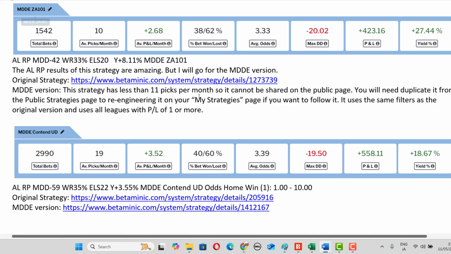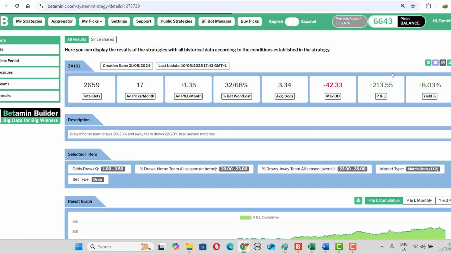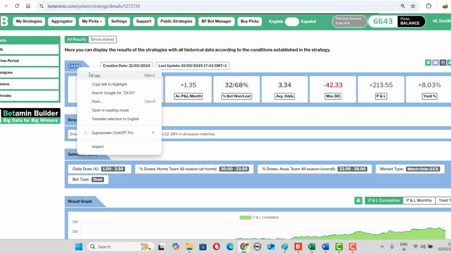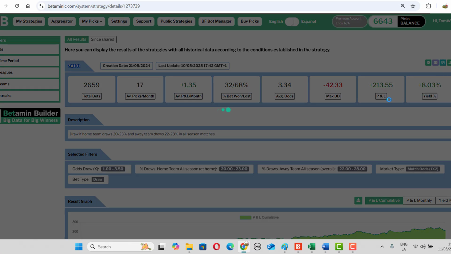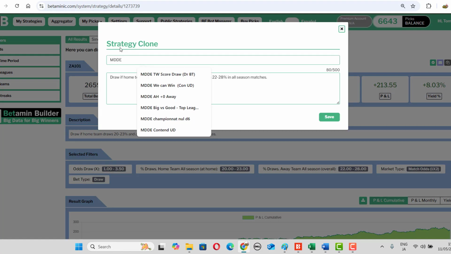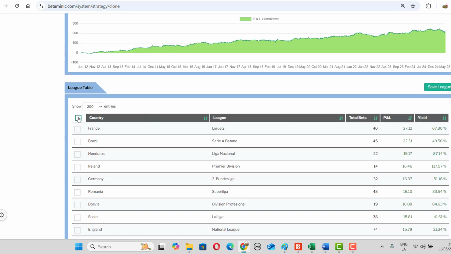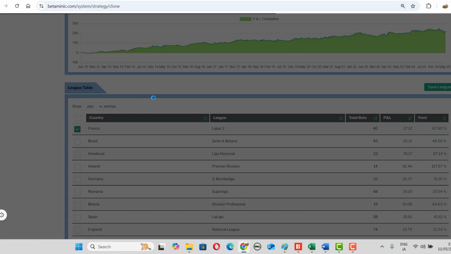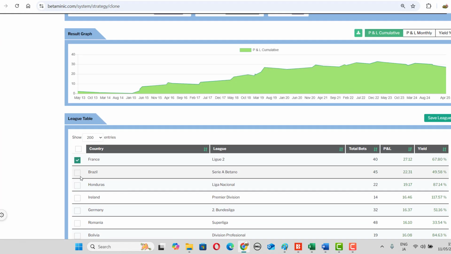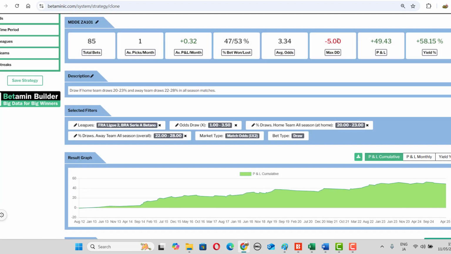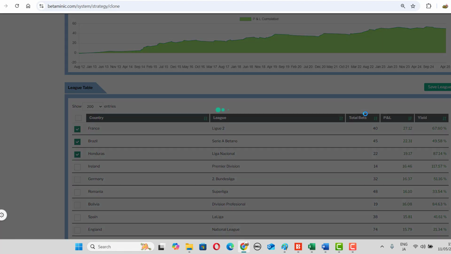So how do you make it yourself? As I showed you before, you just take the original strategy. You go to the original strategy, make sure you copy the name, duplicate it, add MDDE at the start and then put its name. And then when you're in the strategy, go to the leagues, and then in the leagues, order them by profit and loss by clicking on the profit and loss column, and then deselect all the leagues, and then start to add them one by one, watching the maximum drawdown here, and add them up to a level of minus 20. And that is the MDD method.